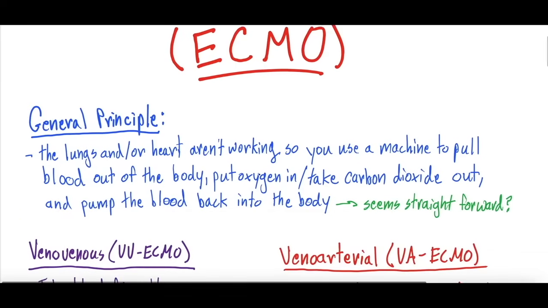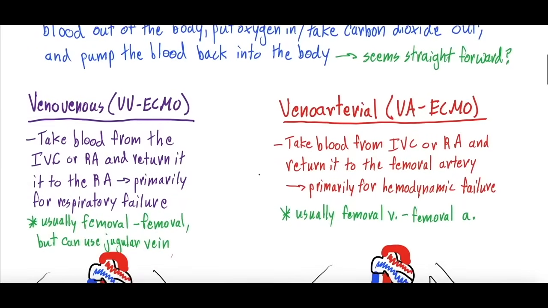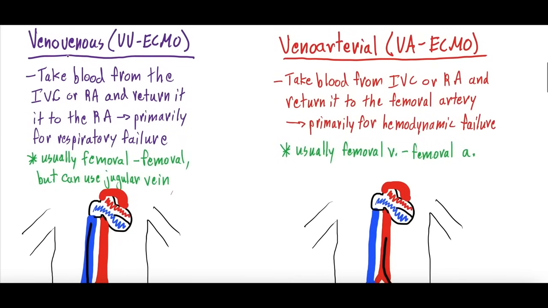All right. So what are the two main types of ECMO? Well, there's venous-venous ECMO, also known as VV-ECMO, and there's veno-arterial ECMO, also known as VA-ECMO, and we're going to get into why they're called these two different things and how they differ. Let's start with venous-venous. In venous-venous ECMO, the idea is you're taking blood out of the IVC, the inferior vena cava, or the right atrium, the RA, and then you're returning it back to the right atrial circulation. This is primarily for respiratory failure.